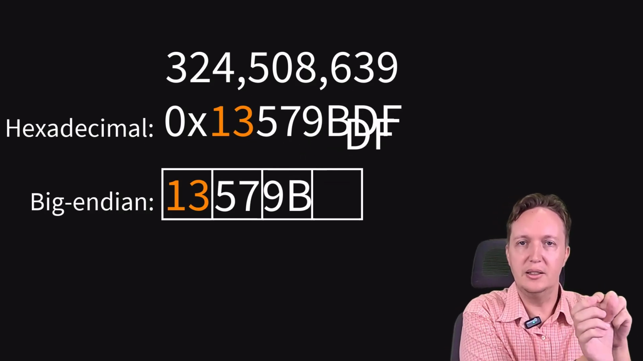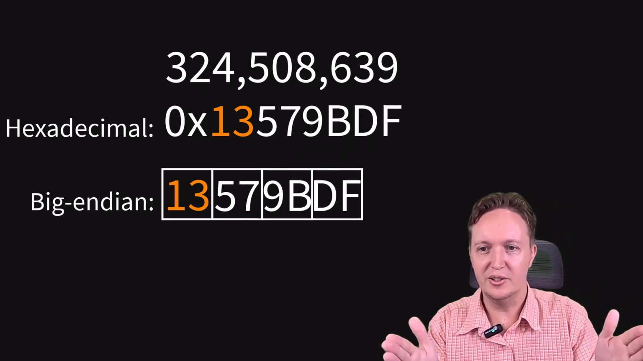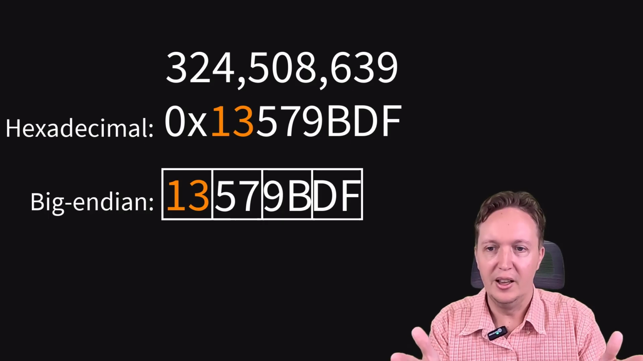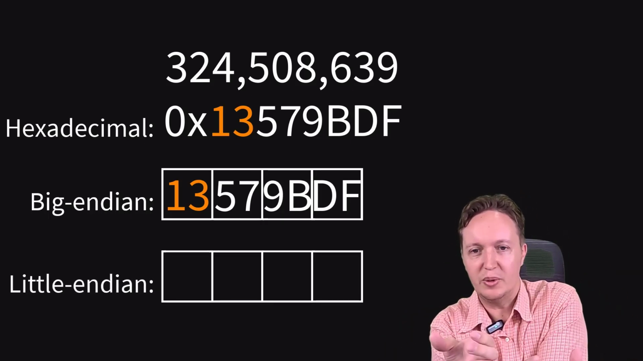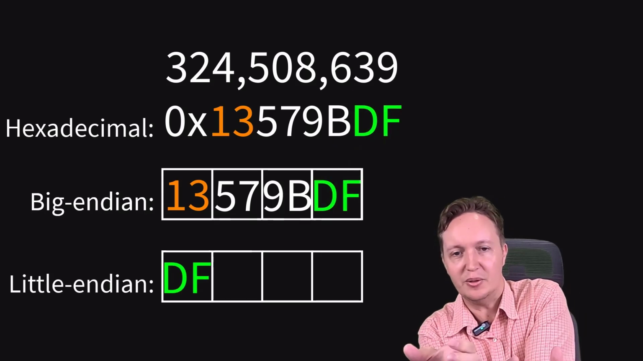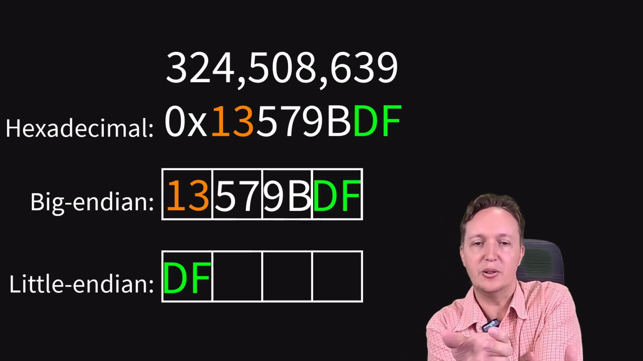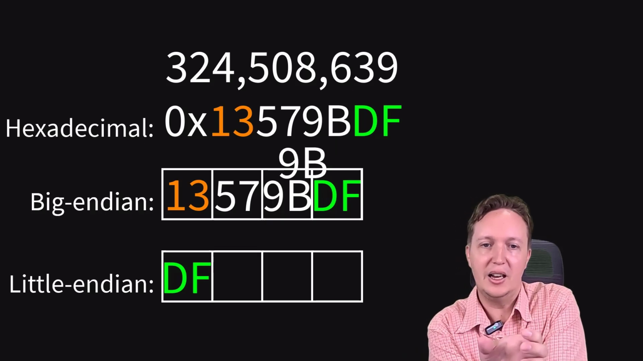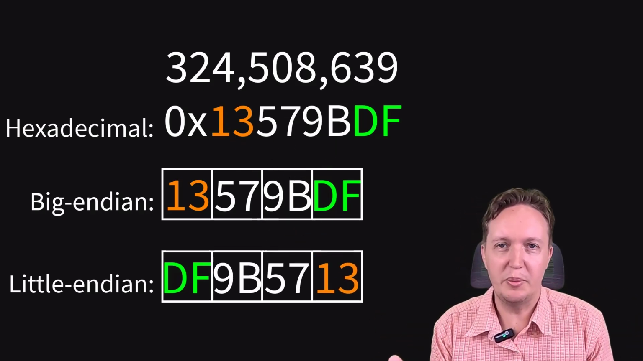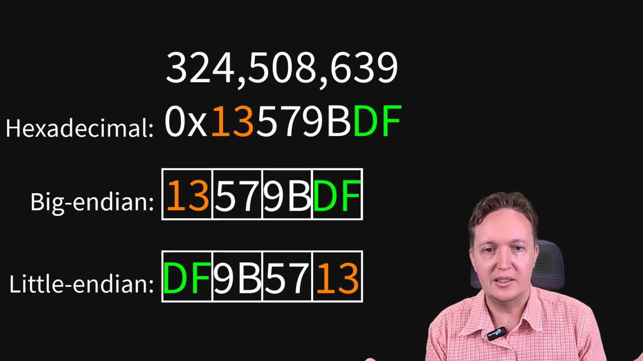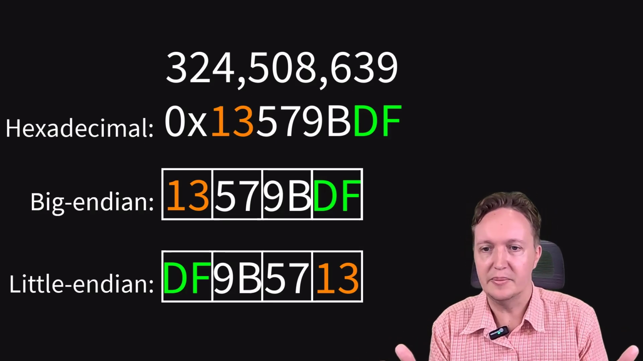13 57 9B DF. That is our number stored in big-endian format. With little-endian systems, we swap things around, the other way around. So we start with the least significant byte, which comes first, and then we go in ascending order. So we end up with DF, 9B, 57, 13. And both of them represent the same number, just using a different endianness.